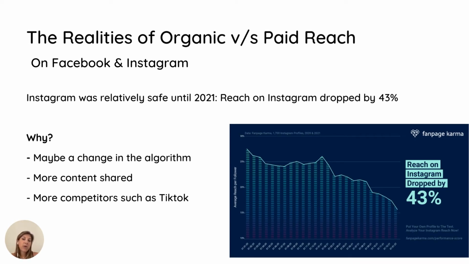Instagram, however, has been relatively better at engaging followers than Facebook. But in the past years, organic reach on Instagram dropped by about 43%, which might indicate a change in the algorithm, an increase in the quantity of content on the platform, and more competition with Instagram from other platforms like TikTok.